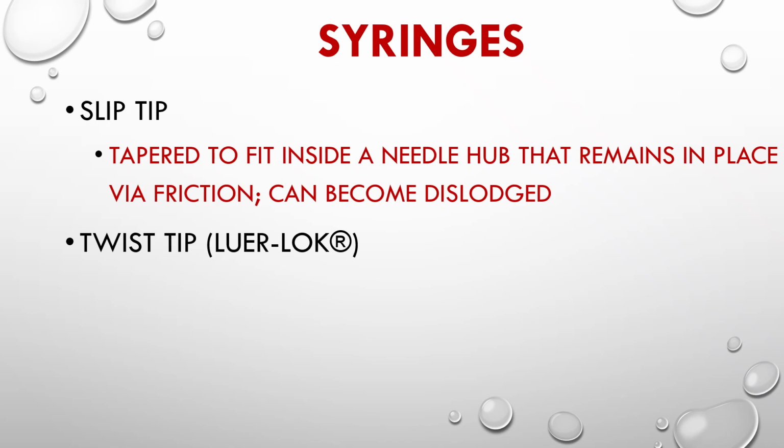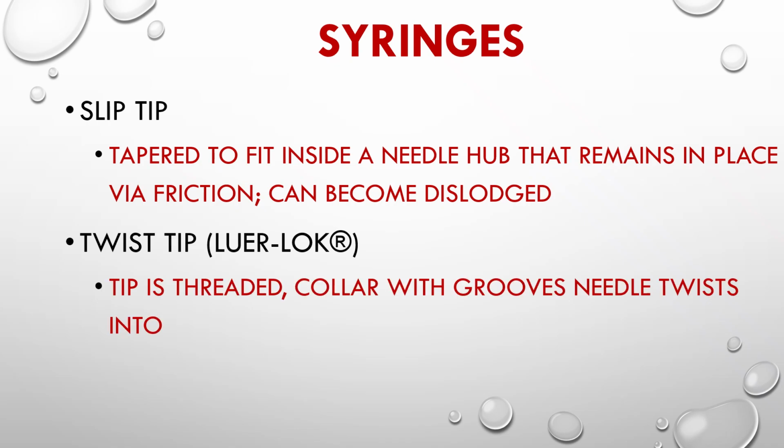Now the picture that we had just seen was the Luer lock, which is the trade name, also called the twist tip. And that's just because the tip is threaded, kind of twisted onto the syringe, and then the collar with the grooves, so the needle twists into it. And these are going to be much more stable than the slip tip.